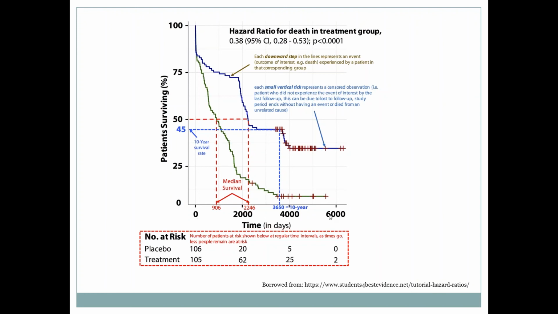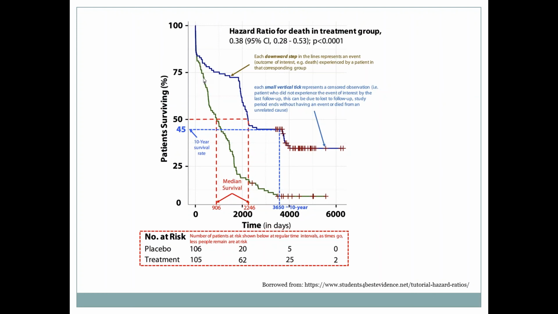So this is going to be, I think, months, because it's days. Okay. So yeah, 3,650 divided by 10. Yeah, so these are days. Okay, so at the beginning, at 0 days, everybody's alive. And then the first event happened down here. The y-axis is the patients surviving. So at 0 days, everybody was alive, and then we go down over time.